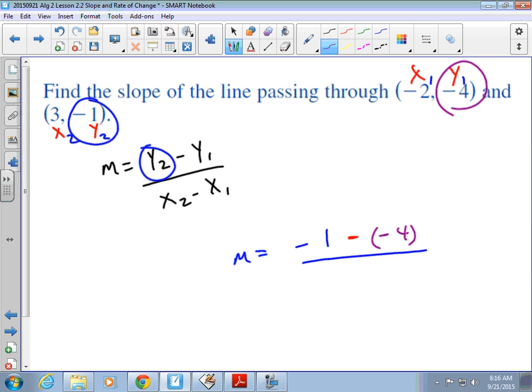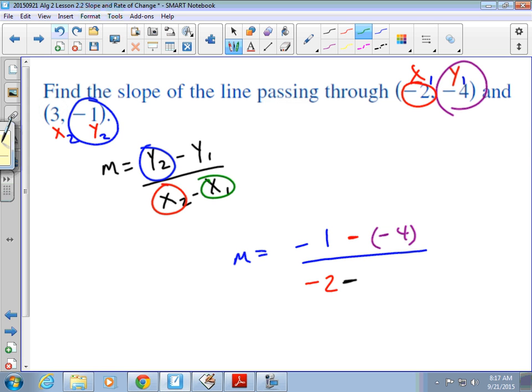Make sure you don't lose that. Over x sub 2. That's this one right here. -2 minus, again, x sub 1's value is this one right here. And look what I just did right there. It's very, very easy to do. I went y sub 2 on the top, which was -1, minus y sub 1, which is -4. And then on the bottom, I went x sub 1. That's not what you need to do. Notice that mistake. Don't let that happen.